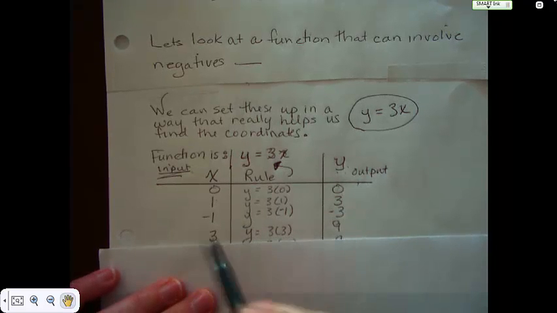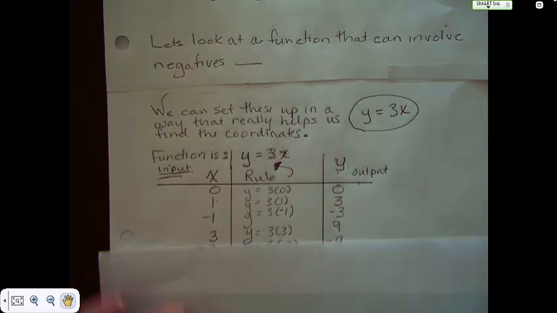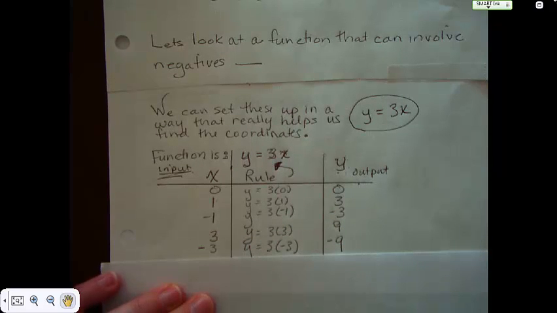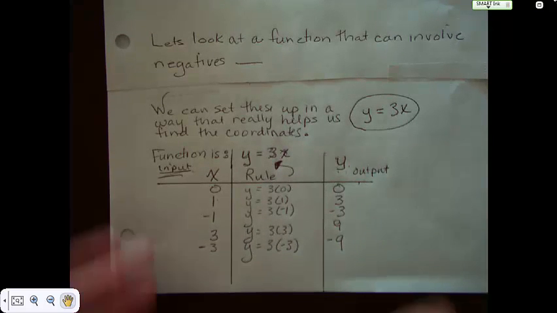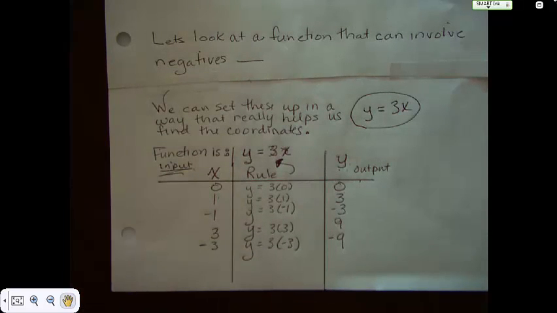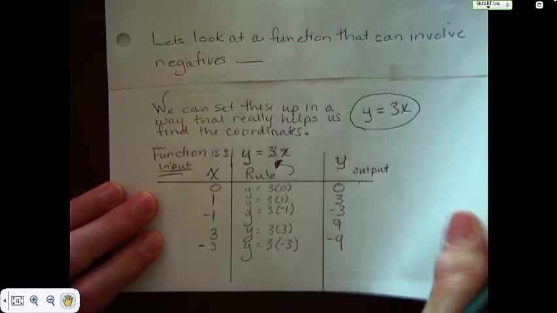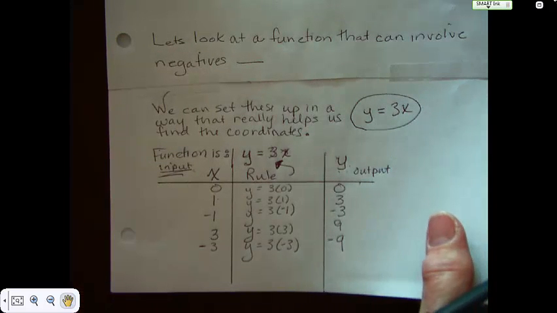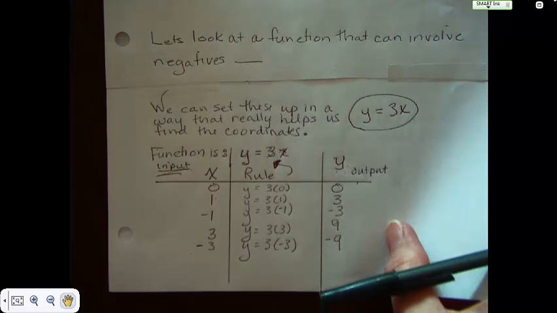What if x is 3? Y equals 3 times 3, which is 9. And what if x is negative 3? Y equals 3 times negative 3, which is negative 9. So that's the cool part of that, and we don't have to worry about negatives on this one. As far as will we graph into quadrant 3? Yes, we will, because we have some negative answers.